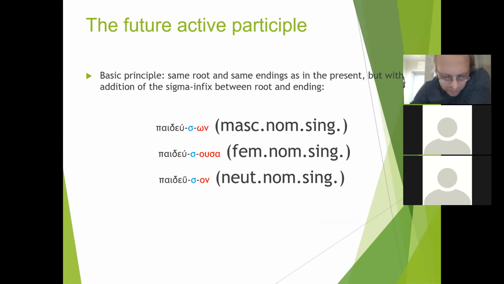And the basic principle here is that these are formed in the same way, that is with the same root and the same endings as the present participles, except that the sigma infix, which we learned about last time, is inserted between the stem and the ending. So accordingly, the future active participle in the masculine nominative singular is paideuson. The feminine nominative singular is paideususa, and the neuter nominative singular paideuson.